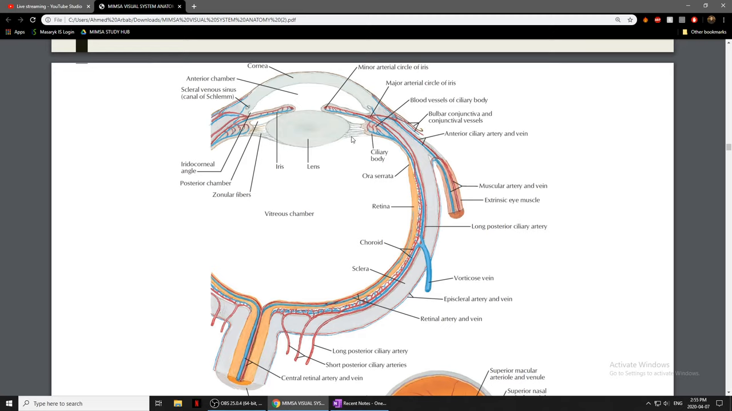these fibers called the zonule fibers that come out of the ciliary body, and these attach into the lens. So that's how it controls the shape of the lens, and as it controls the shape of the lens, it also controls how the person focuses light onto their retina. So how they can differentiate between near objects and far objects.